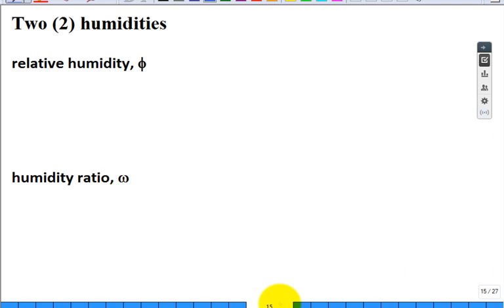Two humidities. One is easy. It's relative humidity. It's what the weatherman reports all the time. Oh, we have high humidity, low humidity, 75% humidity. And now, what is the definition of this relative humidity? Well, most people wouldn't recall that it's a mole fraction of the water vapor in the moist air mixture divided by the absolute maximum possible mole fraction at the same pressure and temperature.